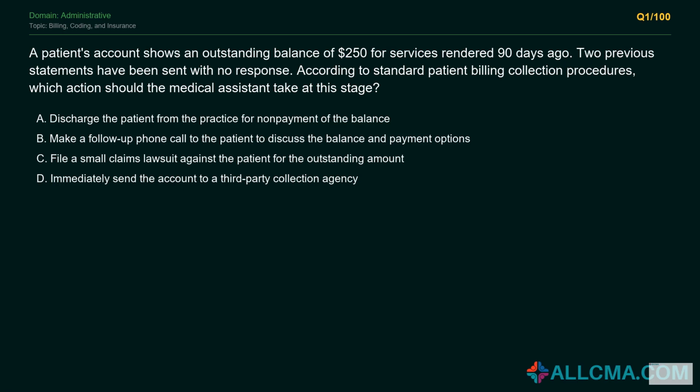Option A. Discharge the patient from the practice for non-payment of the balance. Option B. Make a follow-up phone call to the patient to discuss the balance and payment options. Option C. File a small claims lawsuit against the patient for the outstanding amount. Option D. Immediately send the account to a third-party collection agency.